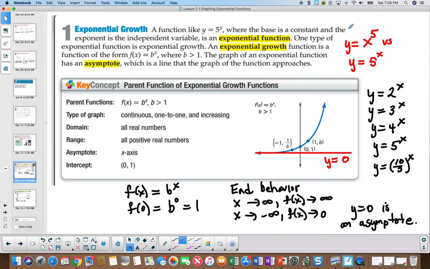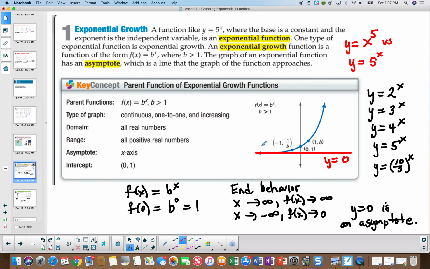This is a polynomial function right here, x to the 5th power. The exponential function is 5 to the x. Notice that the exponent is now the variable and the base is the constant number. Okay, so 2 to the x, 3 to the x, all of these represent exponential functions. And in particular, we want to talk about growth functions.